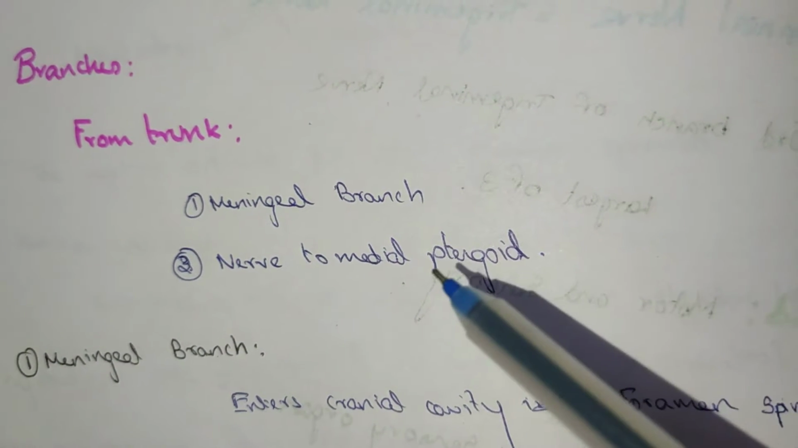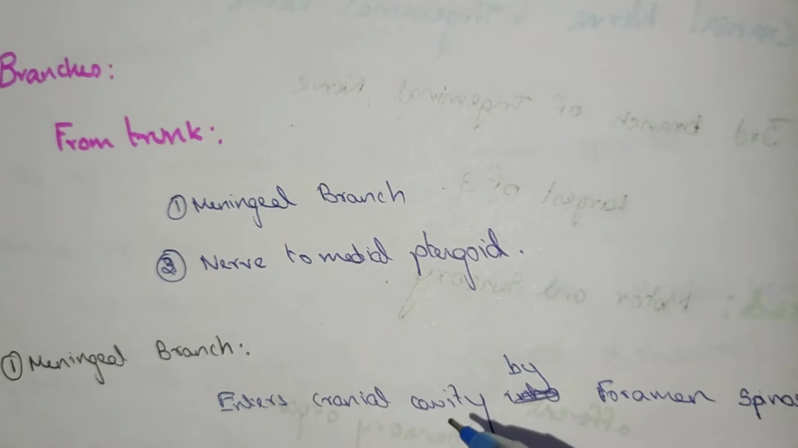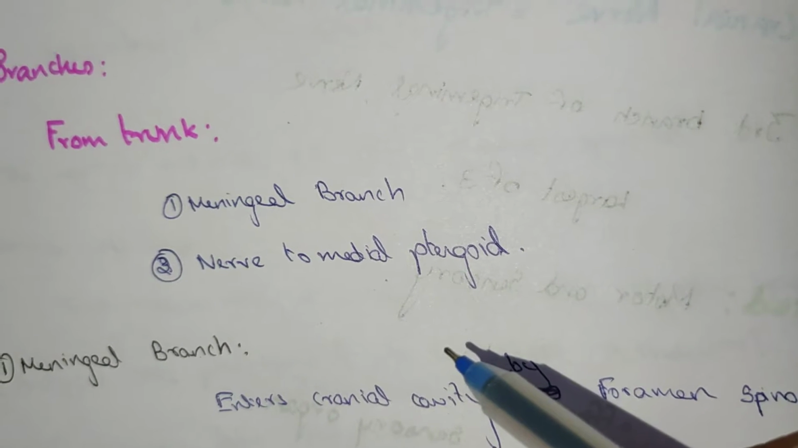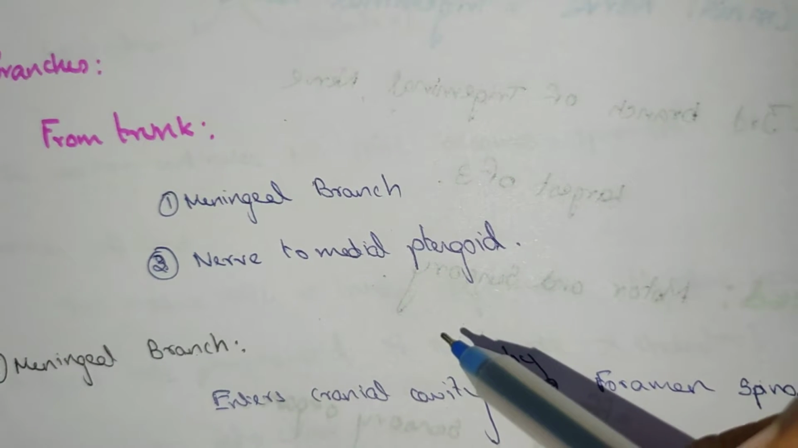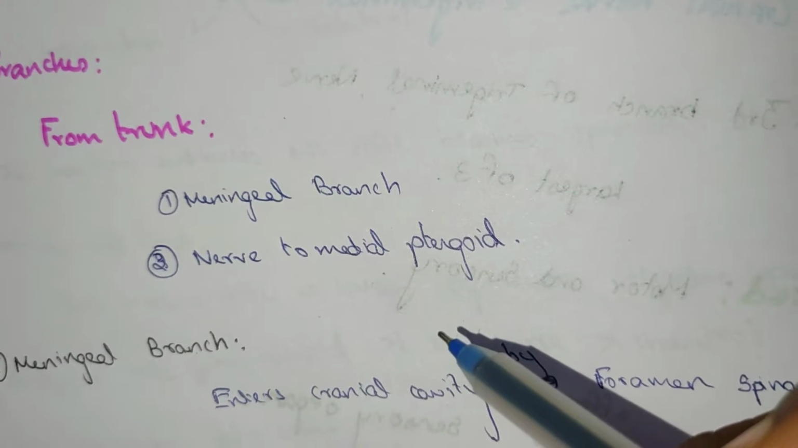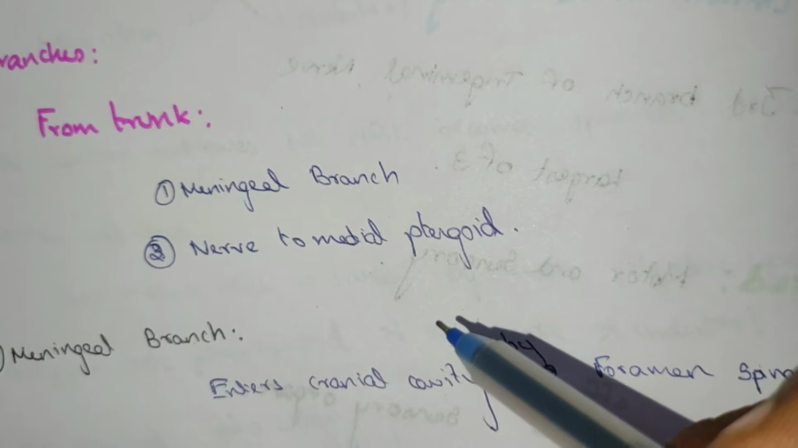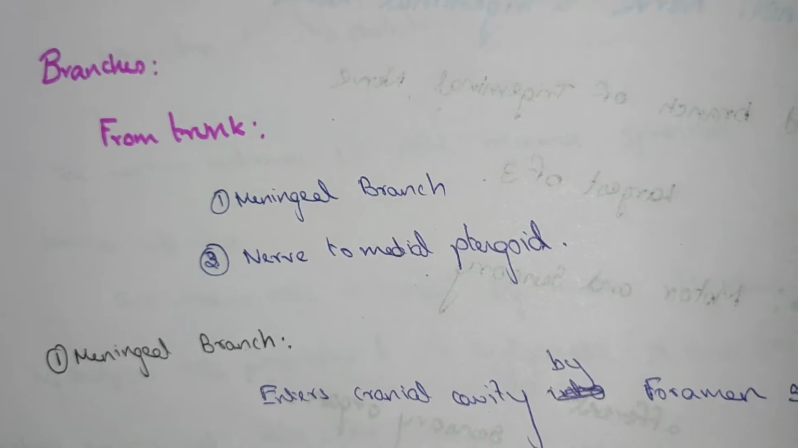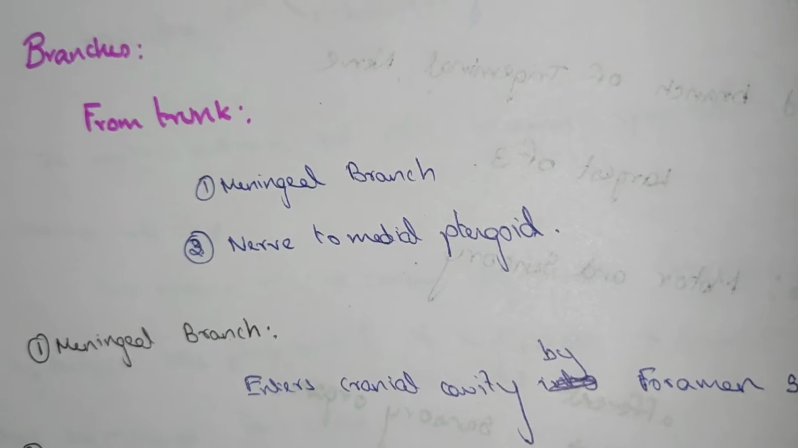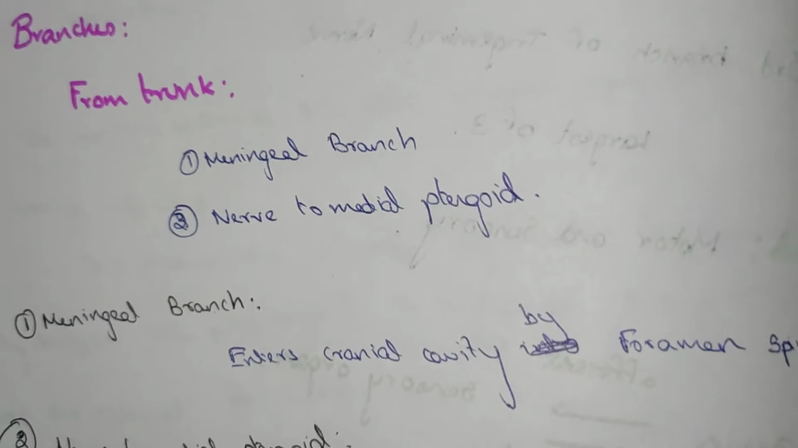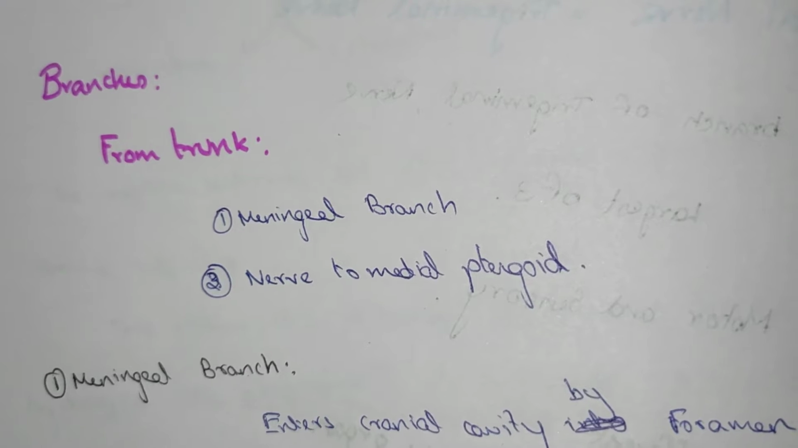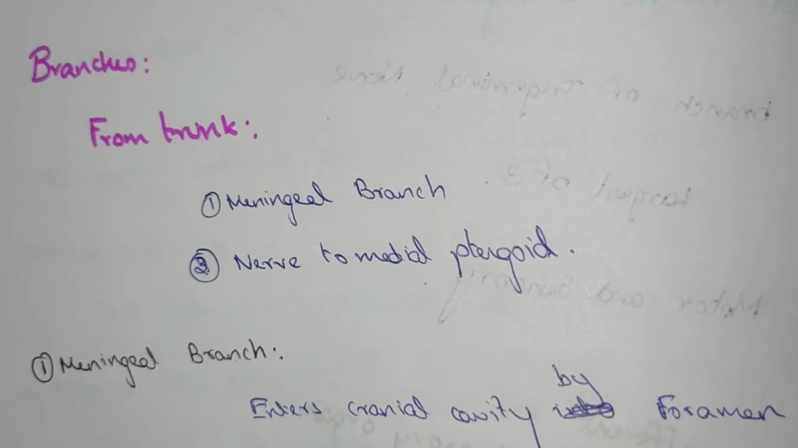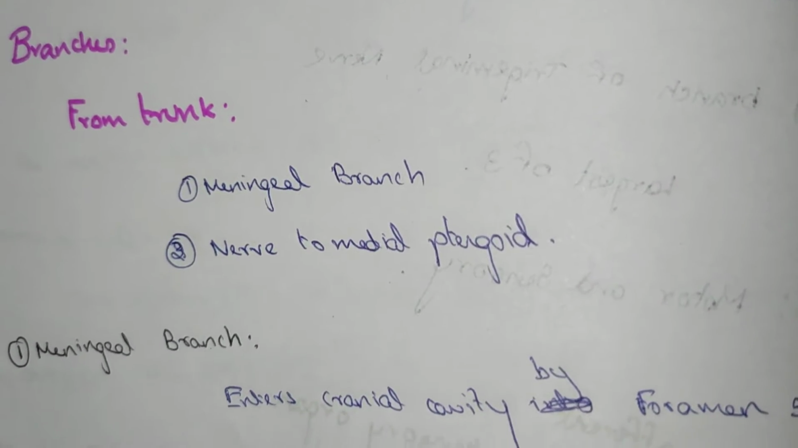The branches from the trunk: the meningeal branch and the nerve to medial pterygoid. These two come from the trunk, which is the 2 to 3 millimeters that comes out of the foramen ovale, and then it is divided into two, the anterior division as well as the posterior division. From that trunk, there are two branches, which are the meningeal branch as well as the nerve to medial pterygoid.